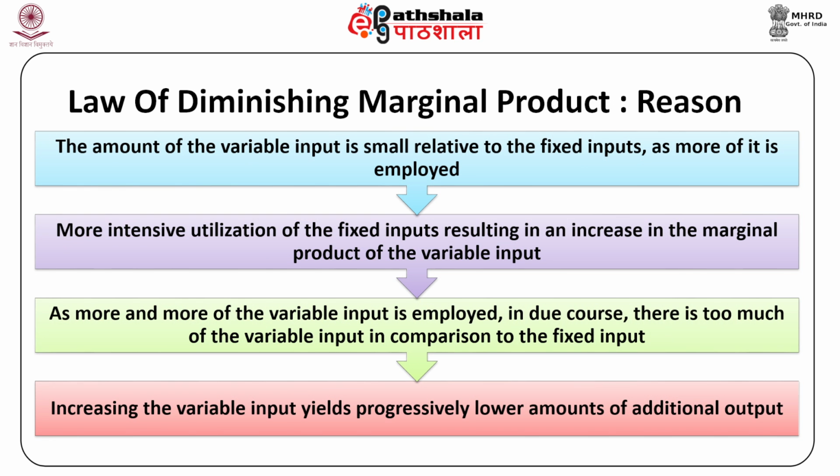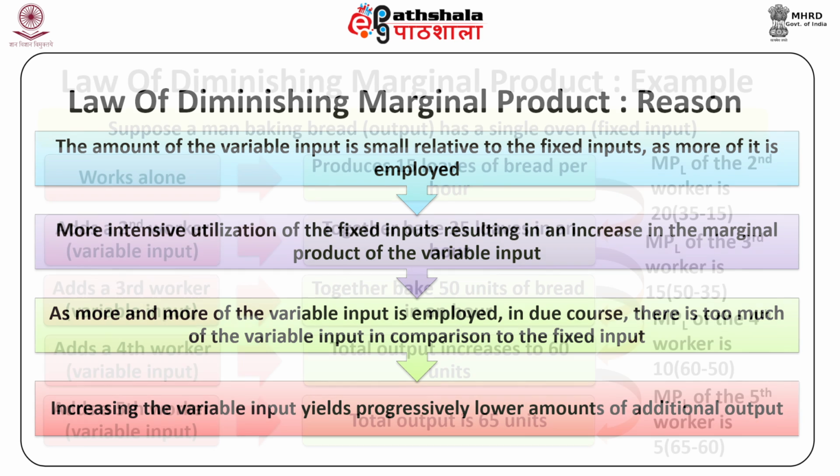The reason this law holds is as follows. When the amount of the variable input is small relative to the fixed input, as more of it is employed, this results in more intensive utilization of the fixed inputs, resulting in an increase in the marginal product of the variable input. However, as more and more of the variable input is employed, in due course there is too much of the variable input in comparison to the fixed input, so that increasing the variable input yields progressively lower amounts of additional output.